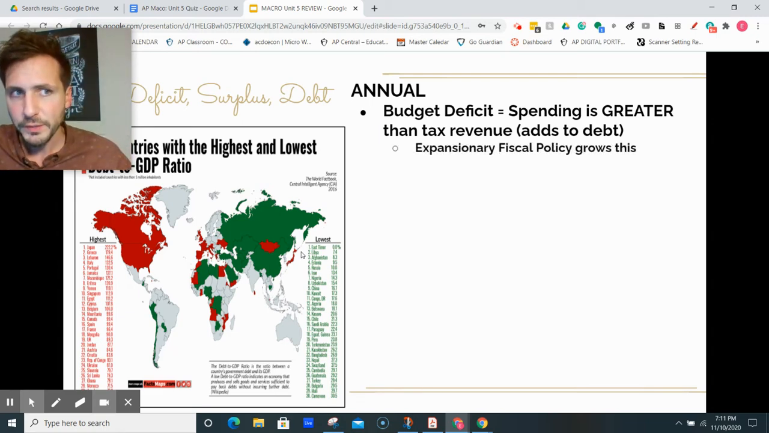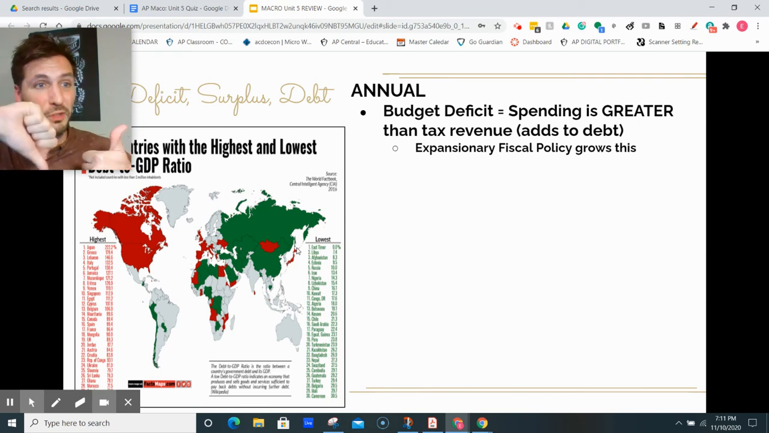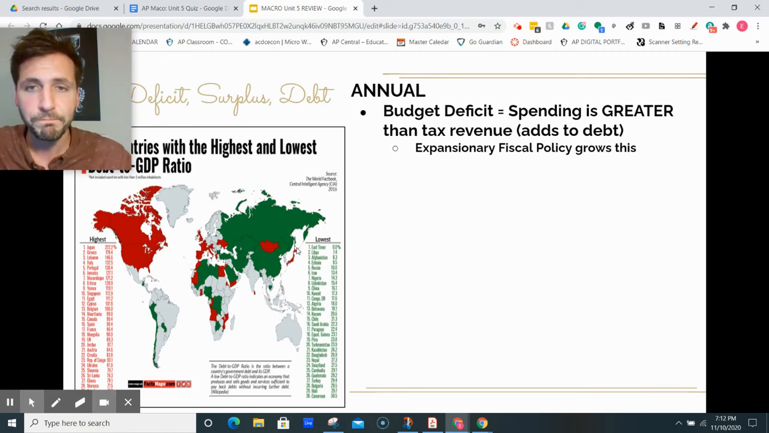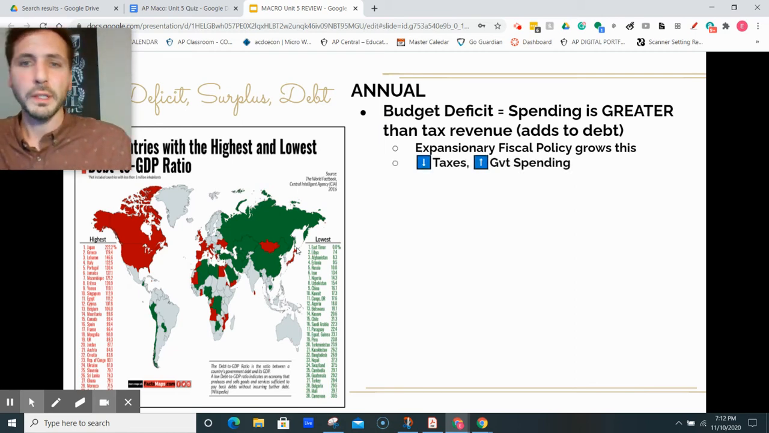Expansionary fiscal policy, whether it's discretionary or non-discretionary, actually grows or creates budget deficits because government spending is going up, tax revenue is going down. So I'm bringing in less money and I'm spending more money, and that creates deficits.